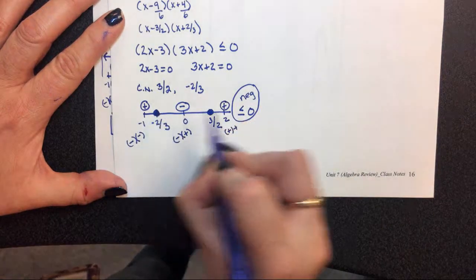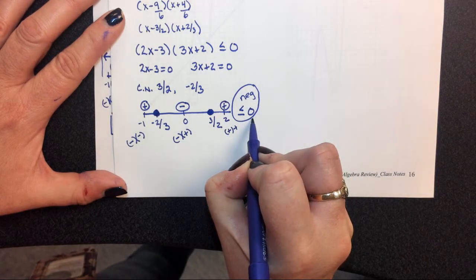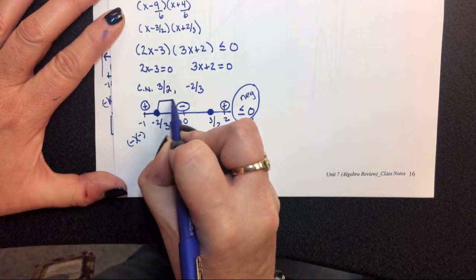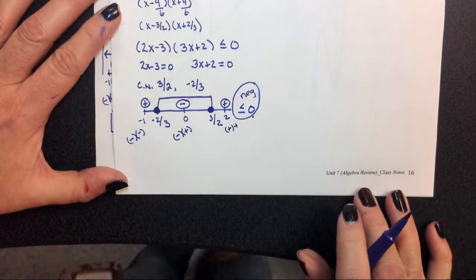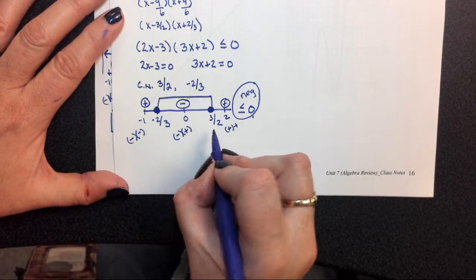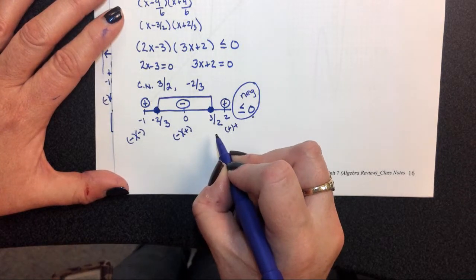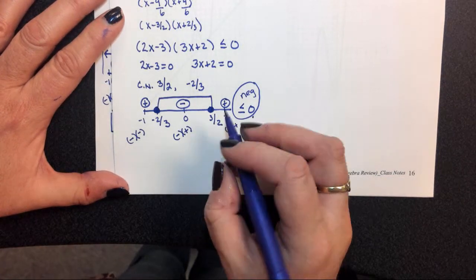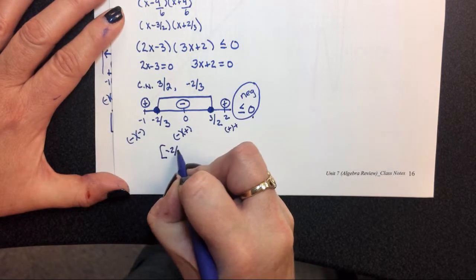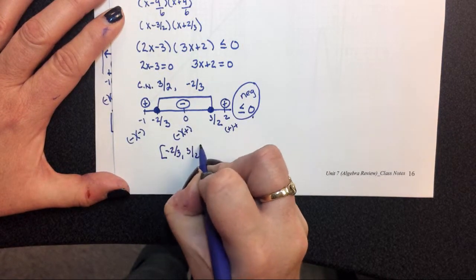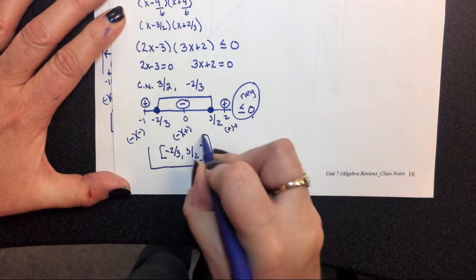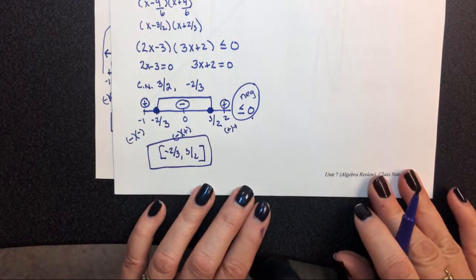So then the only values, remember, you're looking for negatives. You're looking for less than or equal to 0. So my solutions are going to fall between -2/3 and 3/2. Am I going to use brackets or parentheses? Brackets. So any questions on number 5?